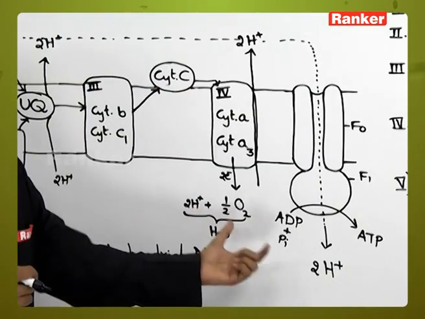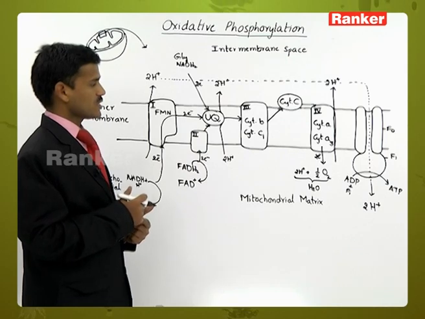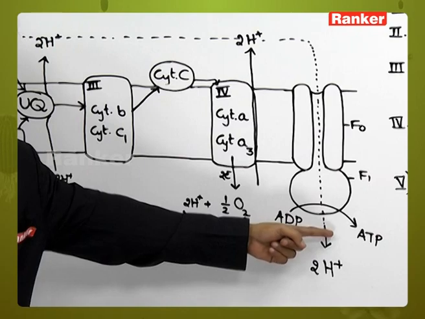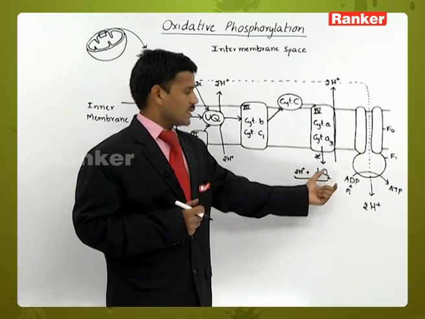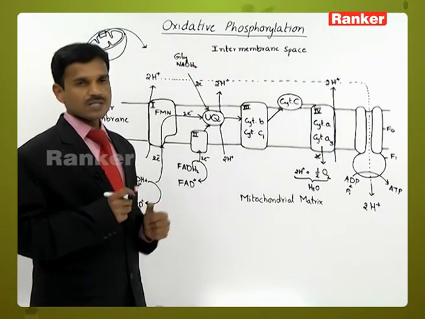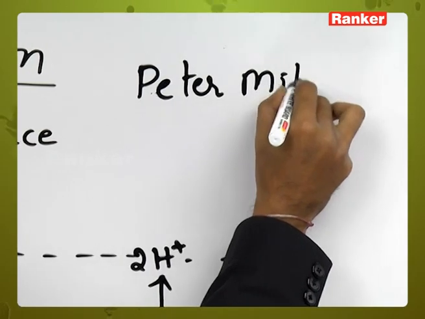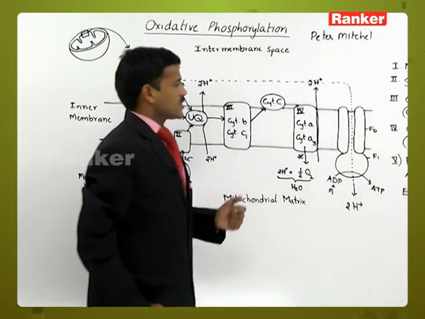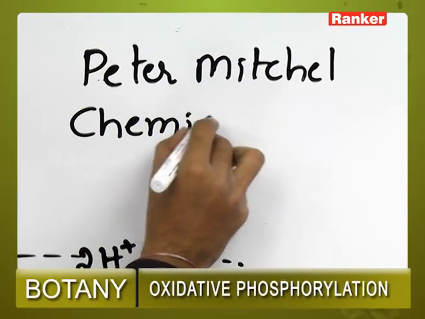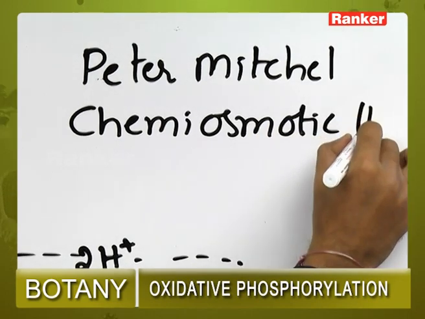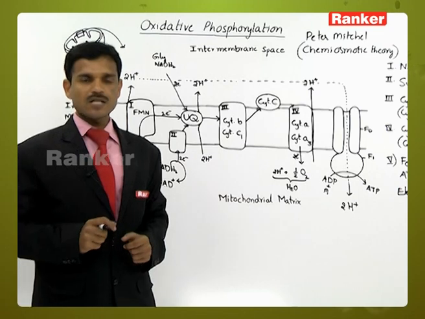This is oxidative phosphorylation. In the presence of oxygen and during the oxidation-reduction reactions, ATP is synthesized, so it is called oxidative phosphorylation. This oxidative phosphorylation was explained by Peter Mitchell. Peter Mitchell explained oxidative phosphorylation by the chemiosmotic theory. So ATP production is based on Peter Mitchell's chemiosmotic theory.